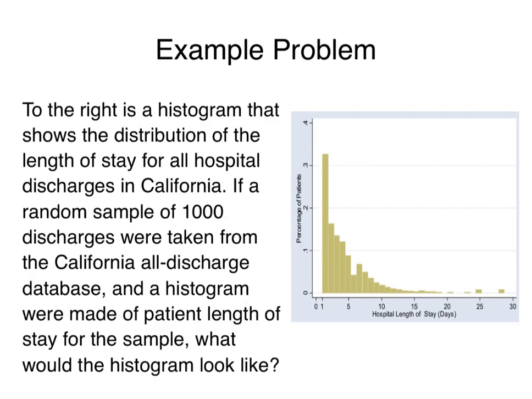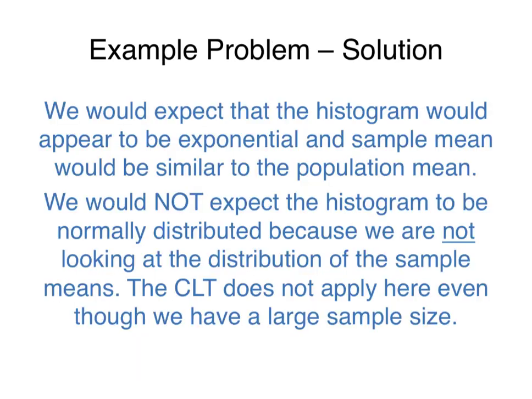Here's another example. To the right is a histogram that shows the distribution of the length of stay for all hospital discharges in California. If a random sample of 1,000 discharges were taken from the California All Discharge database and a histogram were made of patient length of stay for the sample, what would the histogram look like? So we're taking a sample of individual discharges from the larger population and plotting these as a histogram.